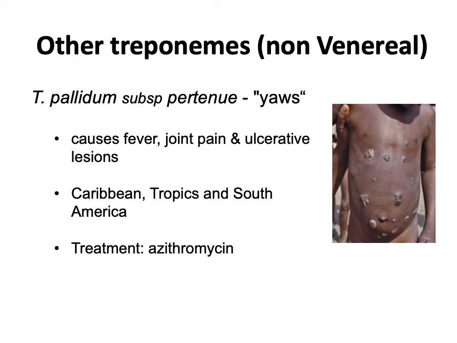Diagnosis is often made based on clinical presentation. Serologic tests are available, but cannot differentiate between current and past infections. Currently, the preferred testing method is PCR. Yaws is a treatable disease. It is easily cured with azithromycin. However, there is currently no vaccine available.